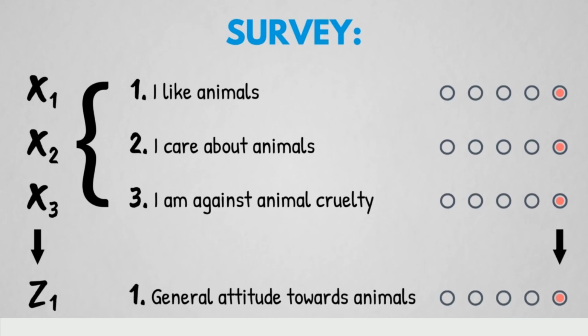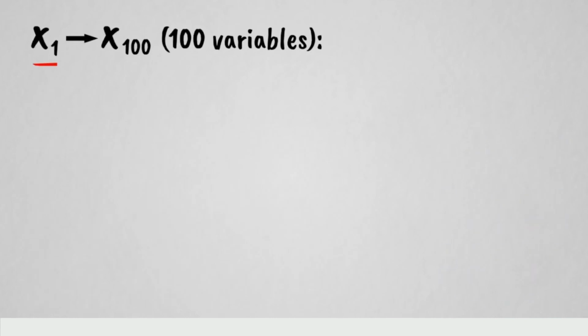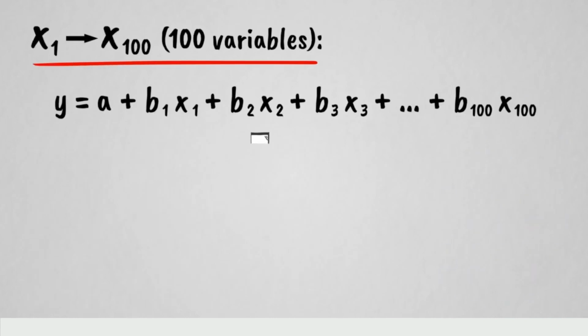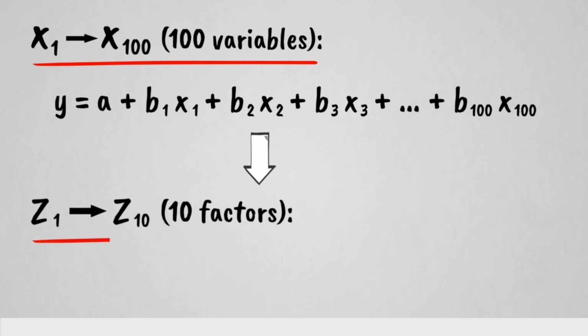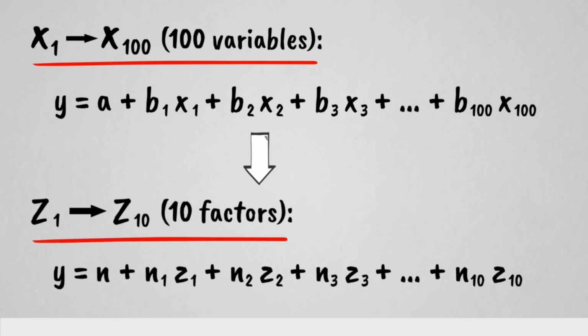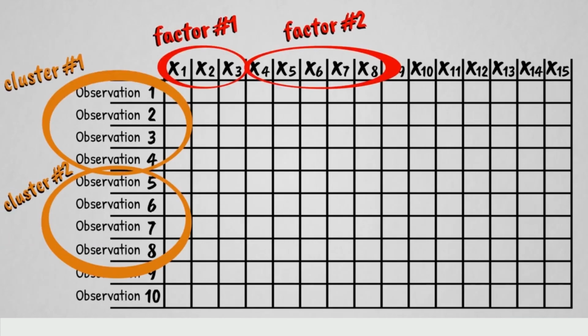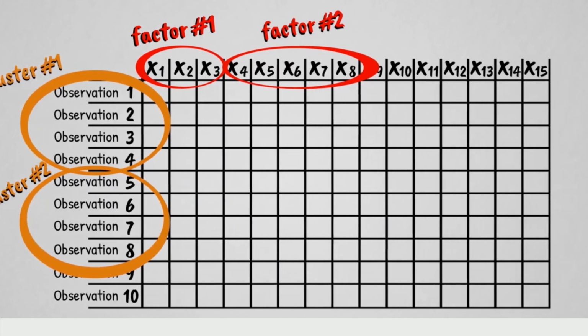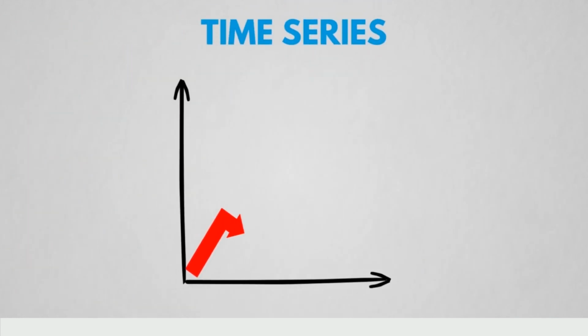In a similar manner, you can reduce the dimensionality of the problem from 100 variables to 10, which can be used for a regression that will deliver a more accurate prediction. Fantastic! To sum up, we can say that clustering is about grouping observations together, and factor analysis is about grouping explanatory variables together. Awesome! Finally, we'd like to show you what time series is.